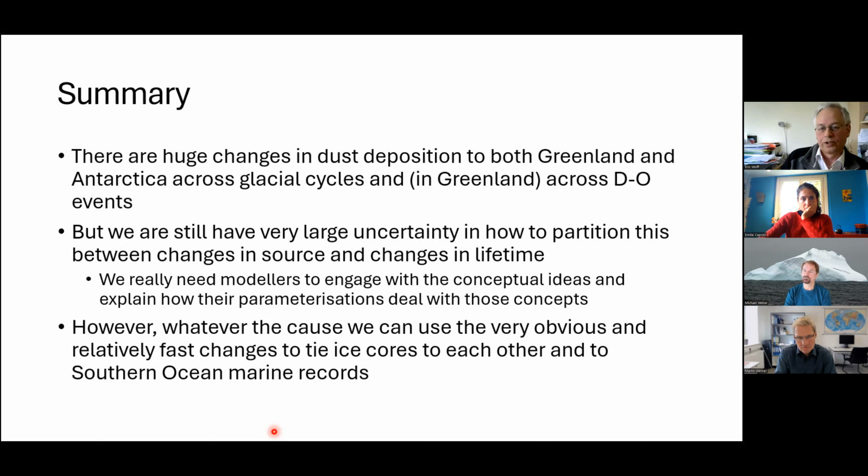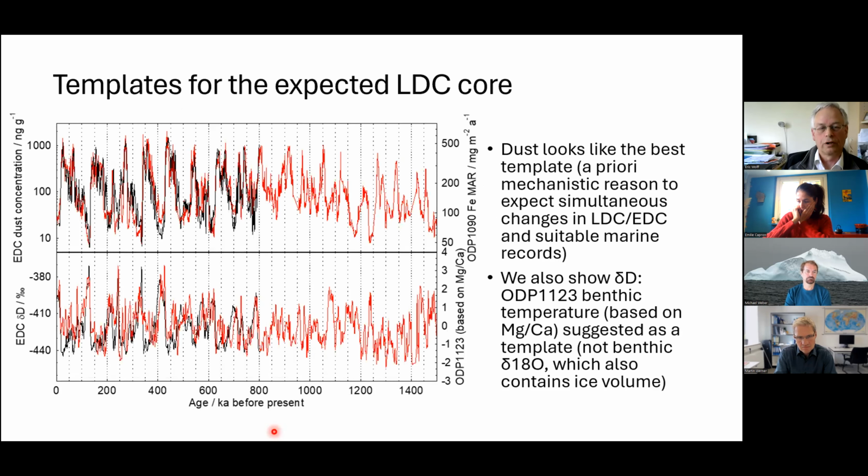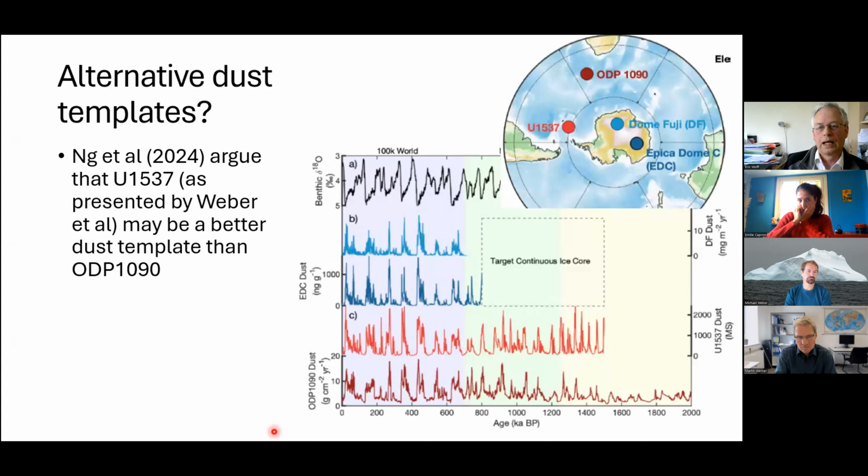We can still use the changes to tie ice cores to each other and to Southern Ocean marine records, and I've just got 2 slides here, I think. So we do get this very close relationship that Mike talked about. In this case, I've put on 1123. And then there is this paper by Ung et al., which has now been published in Climate of the Past, suggesting that 1090 might be a better template.